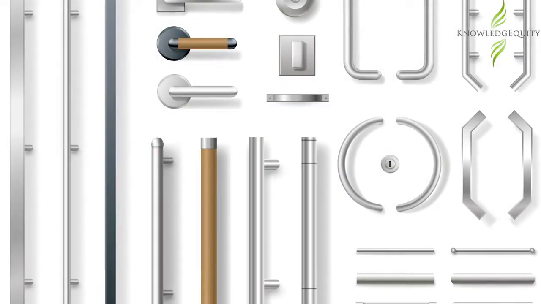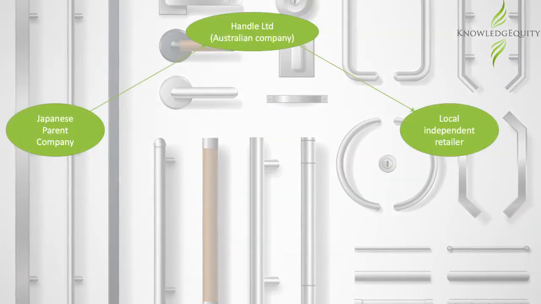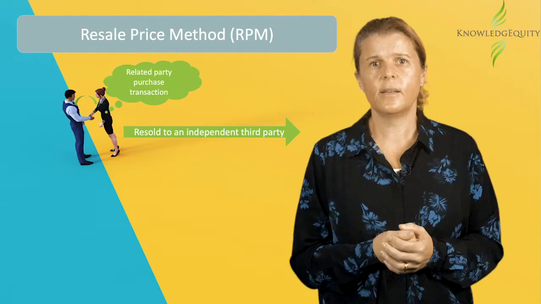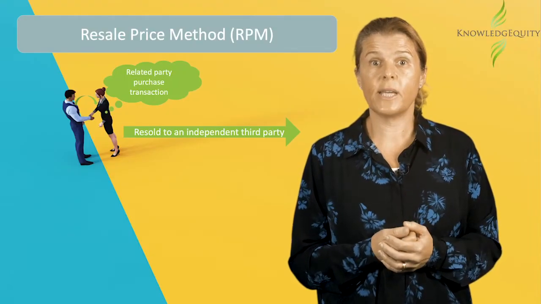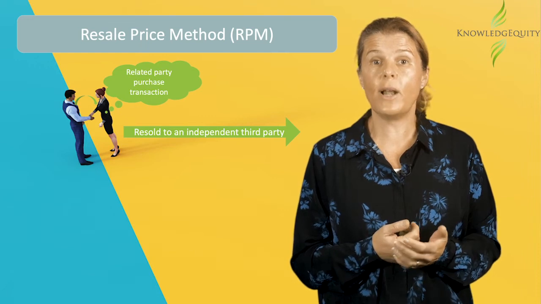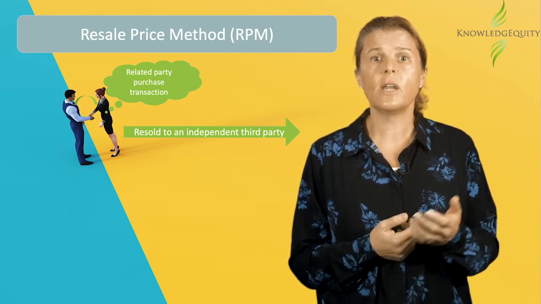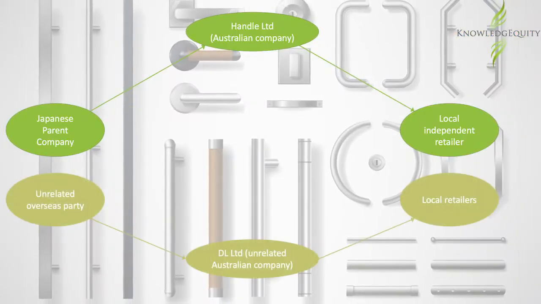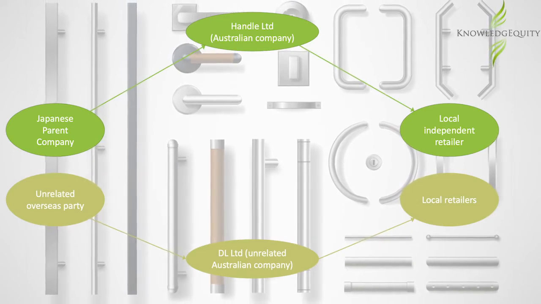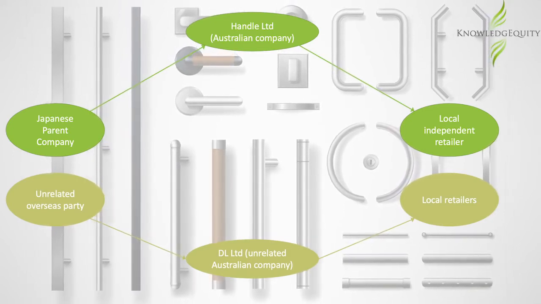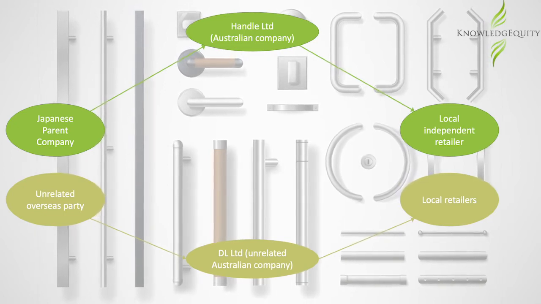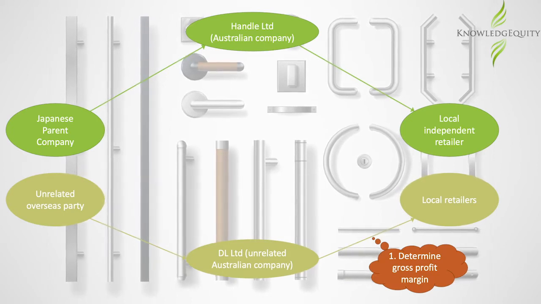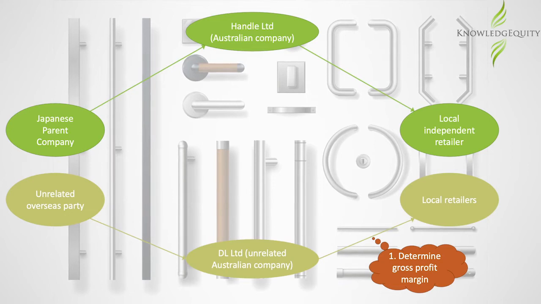For instance, an Australian company, Handle Limited, imports door handles from its Japanese parent company and sells the goods to local retailers. The RPM method might be appropriate here as the transaction involves purchase made in a related party cross-border dealing, which is then resold to an independent third party. Let's assume that Handle knows of another unrelated company, DL Limited, which also imports door handles from an unrelated party and sells them to local retailers. Using the RPM, Handle could firstly determine the gross margin made by an unrelated party, DL, on the sales DL makes to its local retailers.